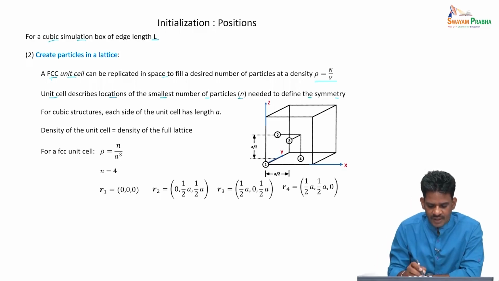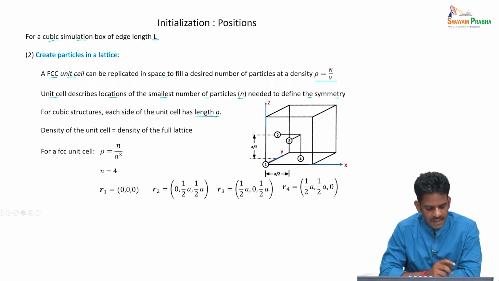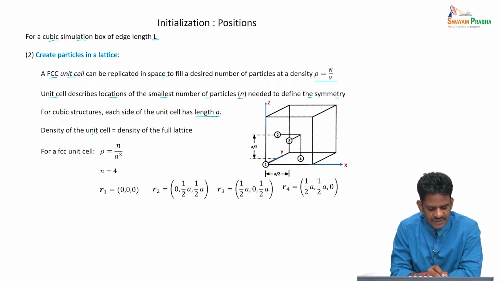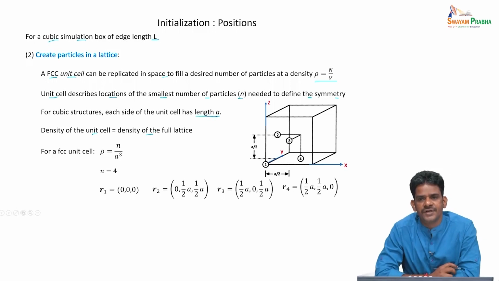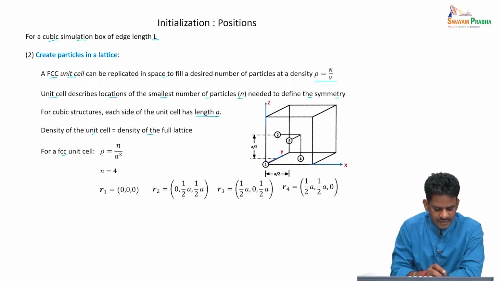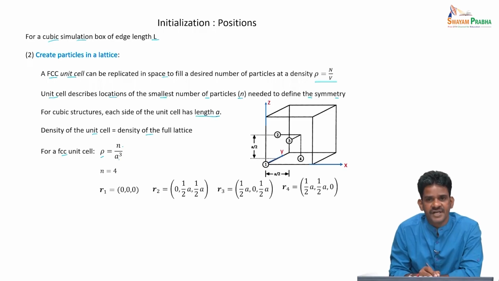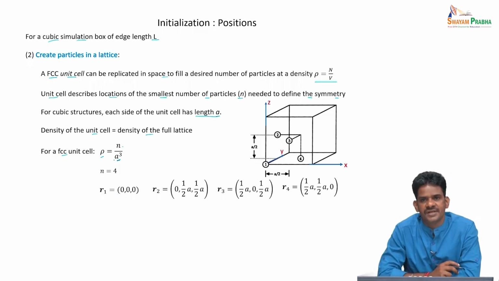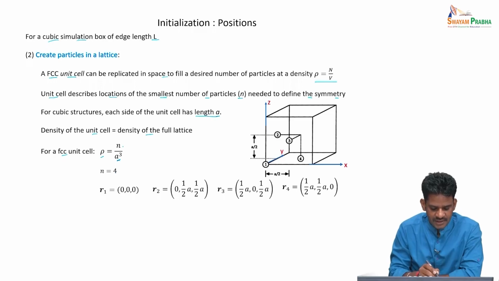Now, for an FCC unit cell, the edge length is small a, and the density of the unit cell is basically the density of the entire lattice that we construct by replicating it in space. In an FCC unit cell, the density is given by the number of particles in the unit cell divided by the volume of the unit cell. Since it is a cubic unit cell, the volume is a cubed. For an FCC unit cell, the number of particles per unit cell is 4.